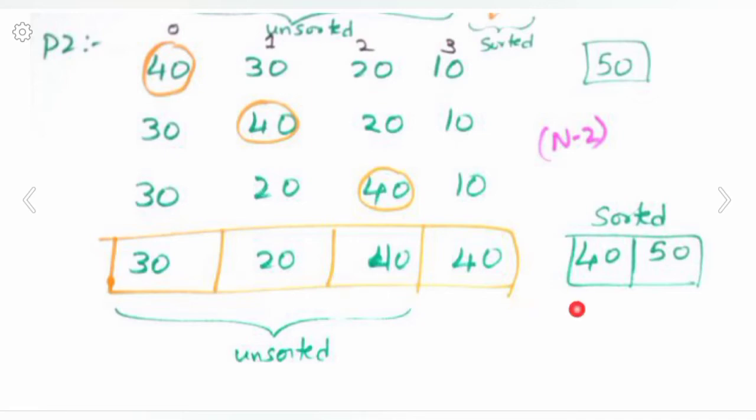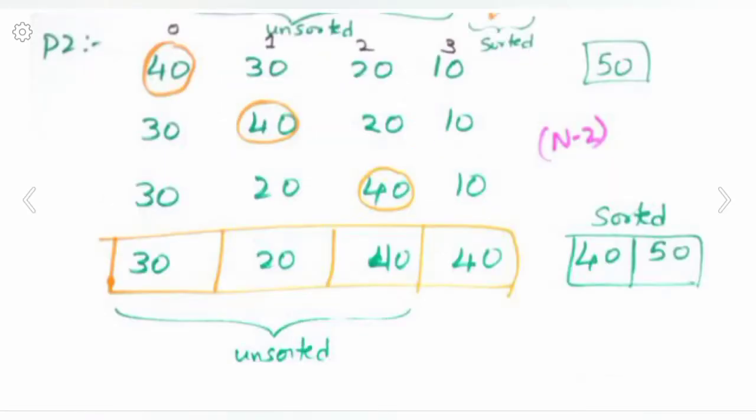Now in pass 2, 40 is the largest element, so it gets sorted here. So 40 is a sorted element. Now 40 and 50 are the sorted elements and 30, 20 and 10 are the unsorted elements. In each and every pass, one element gets sorted and sinks to the bottom of the array.